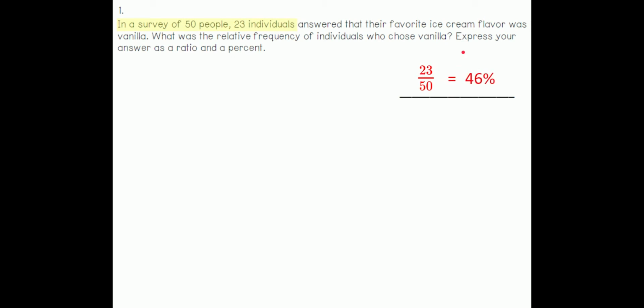It is about 46%. Now, how did I find that? It's 23 divided by 50. What you're going to get is 0.46. And then what you do to get a percentage is you multiply by 100, or you just move your decimal place to the right twice, and then you're going to get 46%.